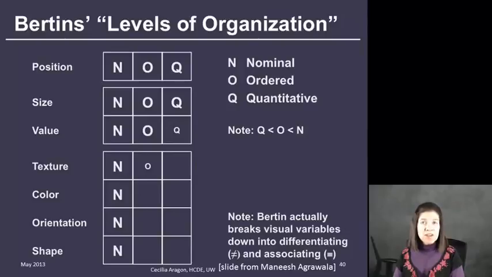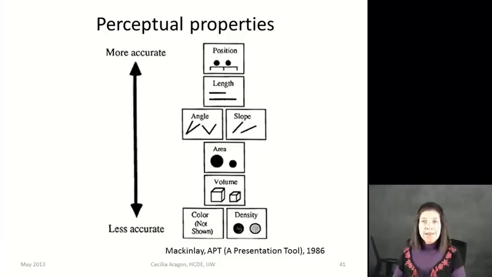You can't really say that one color is greater than another, or that one orientation is less than another, or that a shape, a star, say, is more than or less than a circle. And further work that involves decades of research in psychology and psychophysics have established this hierarchy of perceptual properties. Humans can detect differences in position most accurately, then length, then angle and slope, then area, then volume, and least of all, color and density.